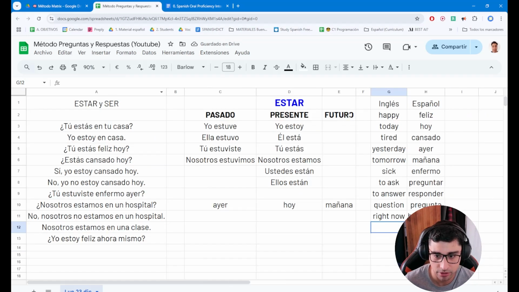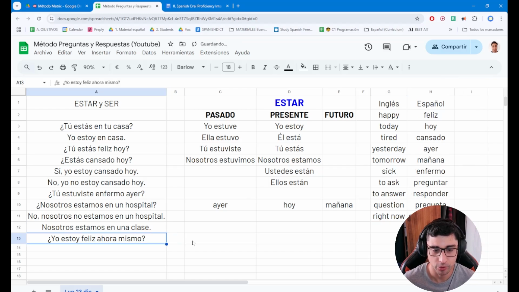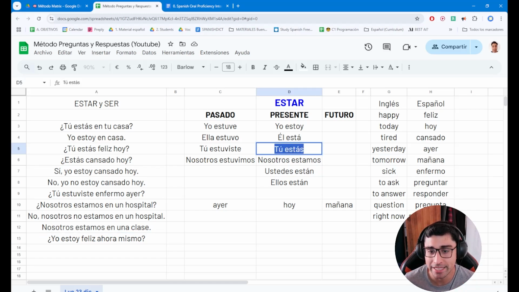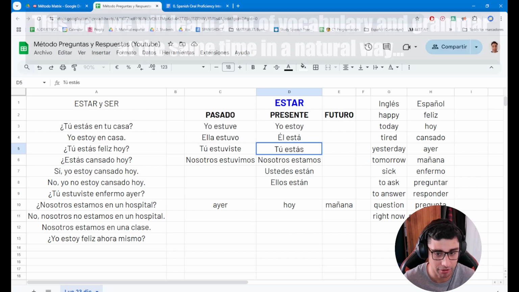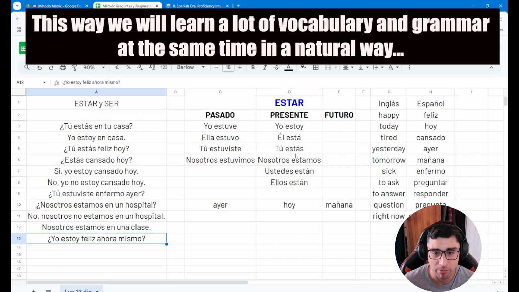Let me make this smaller. Okay. So, yo estoy feliz ahora mismo. I already told you that I'm happy right now. So, yo estoy feliz ahora mismo. You have to say, sí, tú estás. You have to say like, yes, you are happy. You are happy right now. Okay. Tú estás feliz ahora mismo.